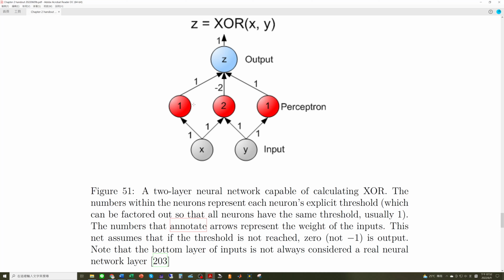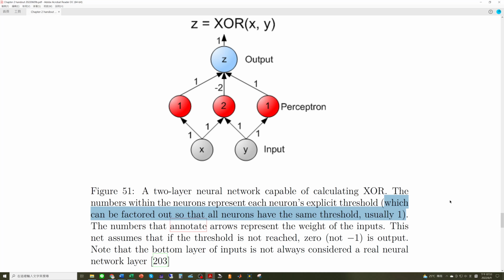So in these 3 red perceptrons, the threshold of this perceptron is equal to 1, the threshold of this perceptron is equal to 2, and the threshold of this perceptron is equal to 1. Which can be factored out so that all neurons have the same threshold, usually 1.